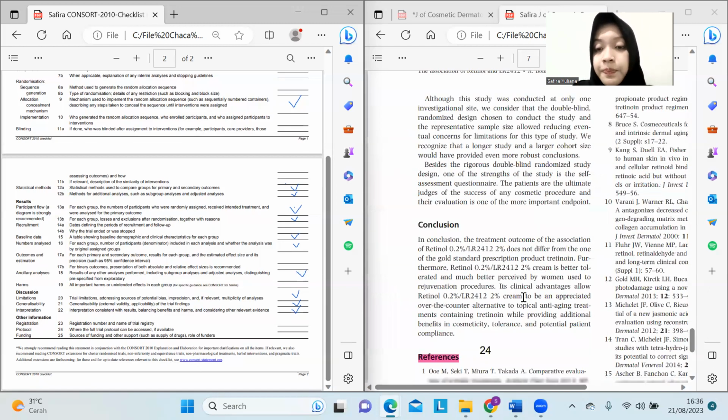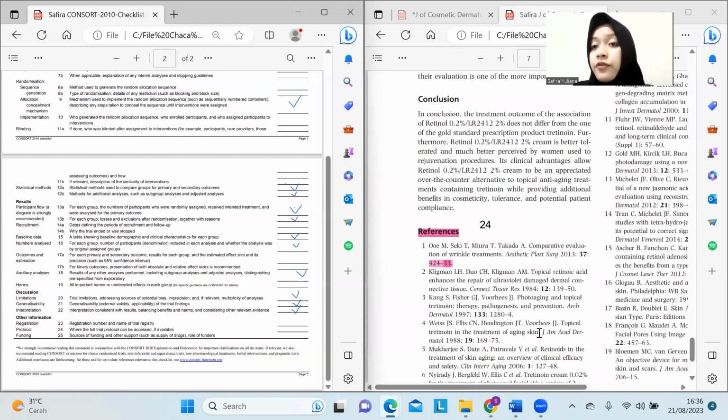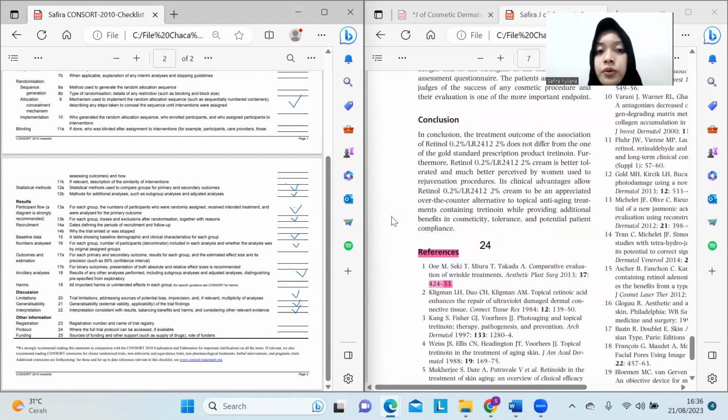And this is the reference. And this is available to be accessed. And next, the funding. 25 is the source of funding and other support, such as supply of drugs, and the role of the funder. And I think that's enough for the checklist, the abstract, and the full text of the journal.